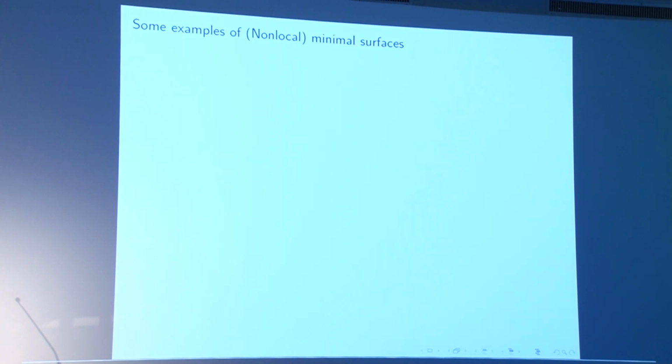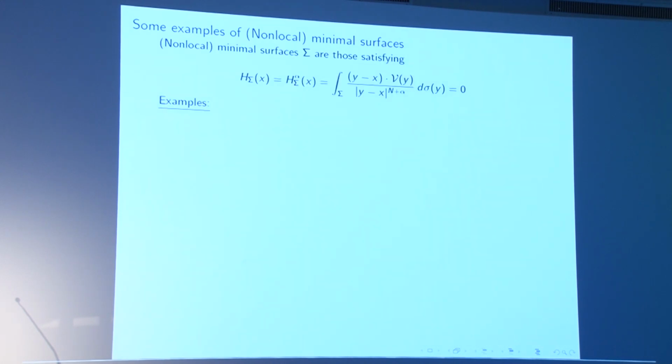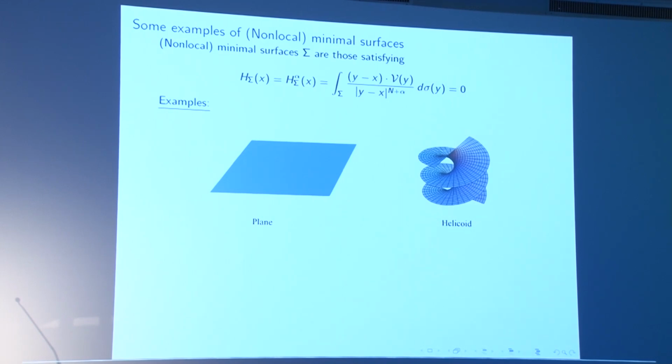So some examples of non-local minimal surfaces, I put the word non-local in parentheses just because they are also minimal in the classical sense. The first example that I want to show you is perhaps the simplest one, which is the plane and the helicoid. For the plane, it's very natural, looking at the expression of the mean curvature here: if I have 2 points on the plane, the vector making the difference between them is always perpendicular to the normal, and then it has 0 mean curvature. So this is quite easy.